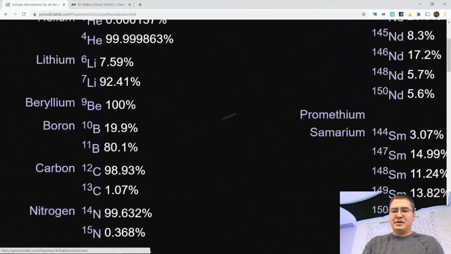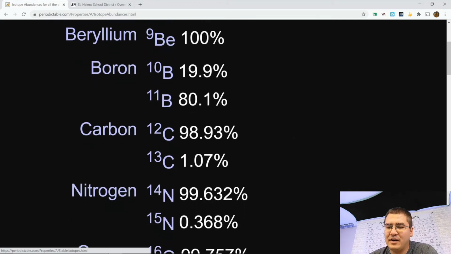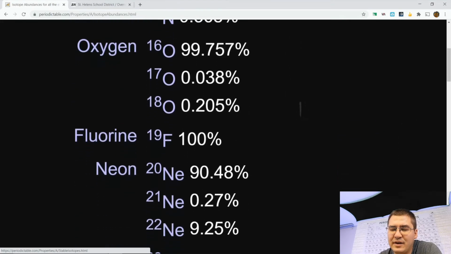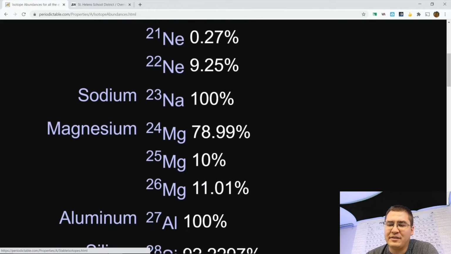So, isotope abundances. You can look, beryllium has 1 isotope, so all beryllium is beryllium 9. Boron has 2 isotopes. Carbon has two isotopes. Actually, it's got carbon 14 too. So these ones are the most prevalent. Carbon 14 is an isotope that's radioactive. So maybe these are just the stable isotopes that are listed. So carbon has two stable isotopes. Oxygen has 3. Neon has 3. Sodium, right, has 1 stable isotope.